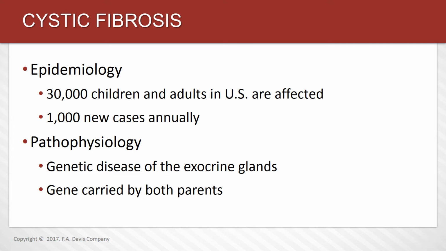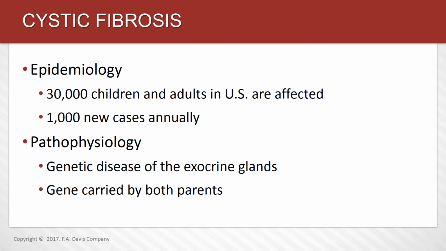Next slide is cystic fibrosis. This course was discussed in pediatrics, but pretty much cystic fibrosis is an inherited chronic disease that affects the lung and digestive tract, right? It's about 70,000 affected individuals worldwide, right? 30,000 children and adults in the United States are affected.